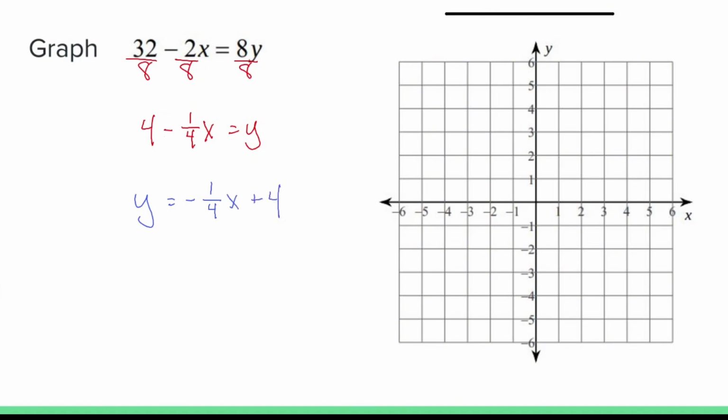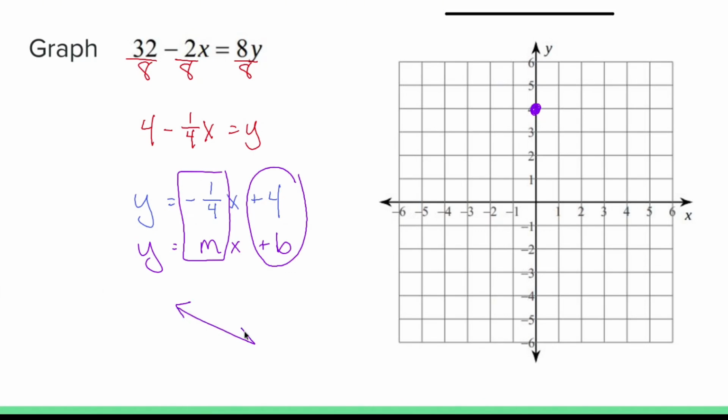Now we have this in slope-intercept form, which is y equals mx plus b. And when y is all by itself, the number in front of x is going to be your slope, and the number floating around is going to be your y-intercept. So always start out with your y-intercept, which is 4 on the y-axis. This is a negative slope, which is going down and to the right.